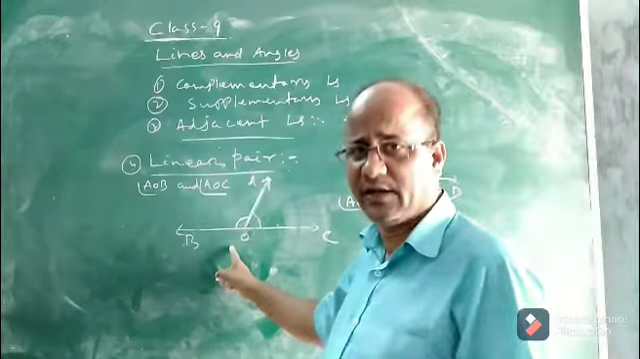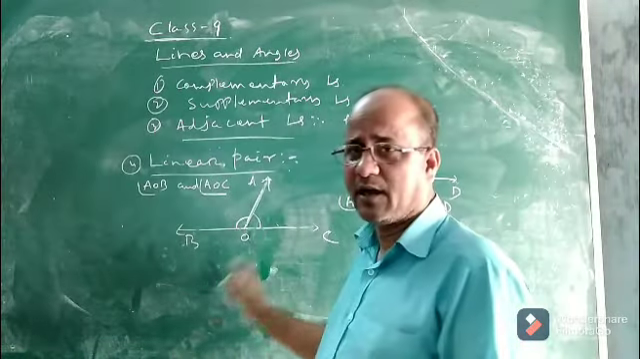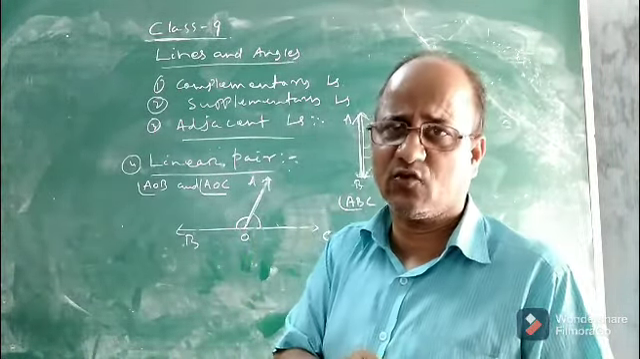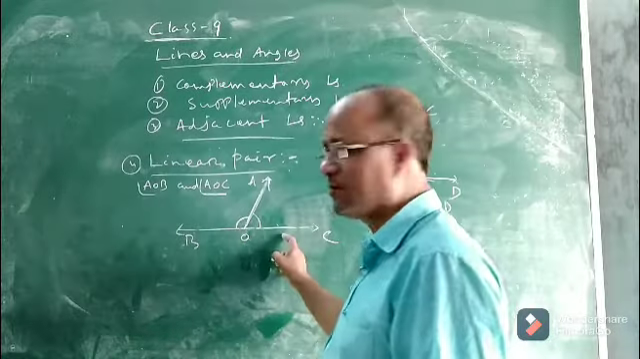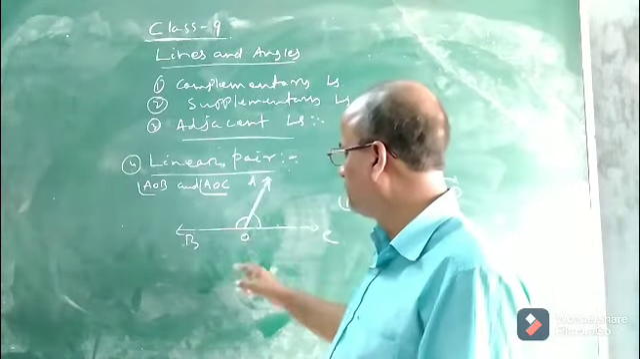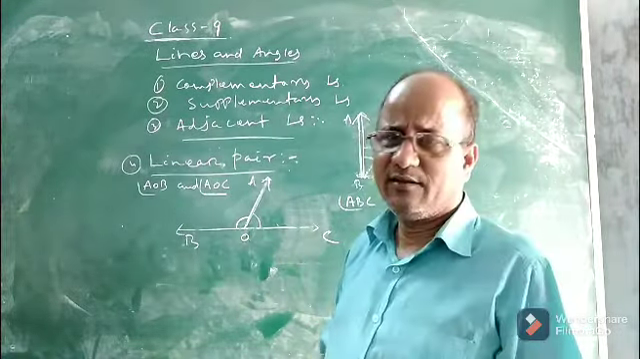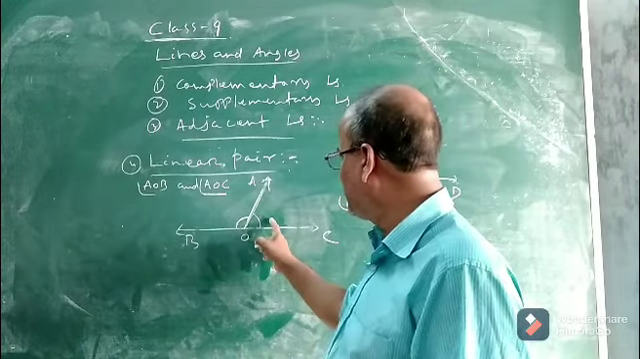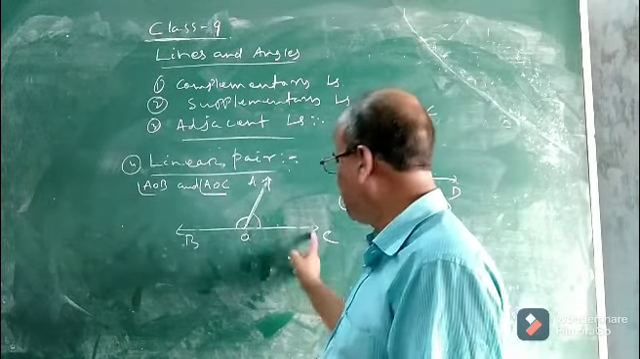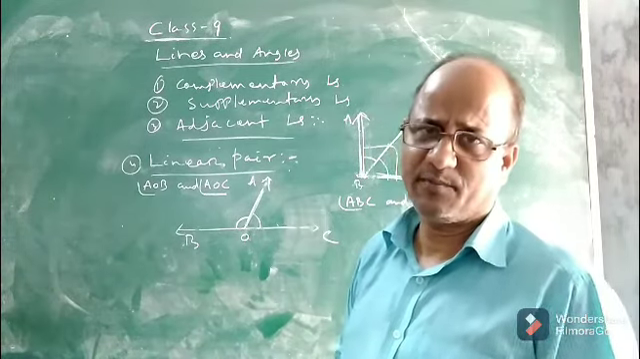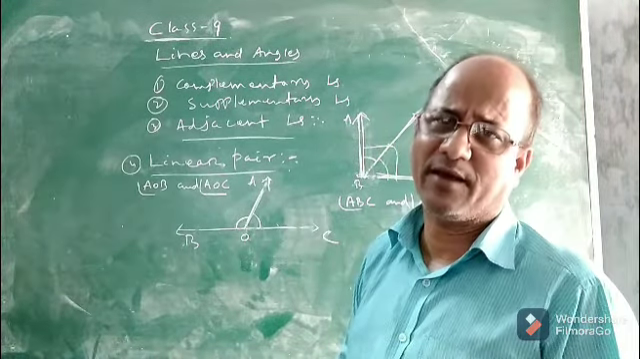But here, in a linear pair, the two non-common arms should form a straight line. And clearly this is forming a straight line. That is the reason why this angle and this angle, that is angle AOB and angle AOC, form a linear pair. So this is all about linear pair of angles.